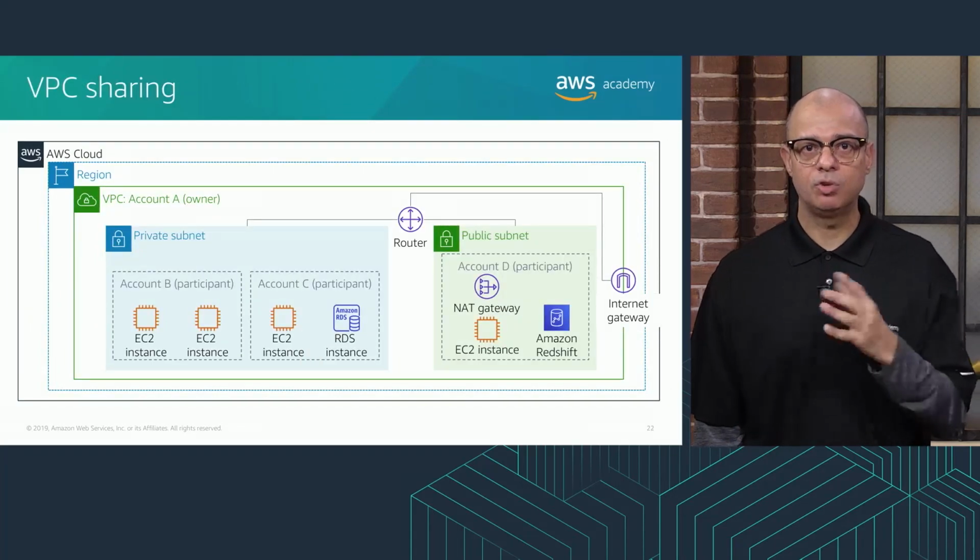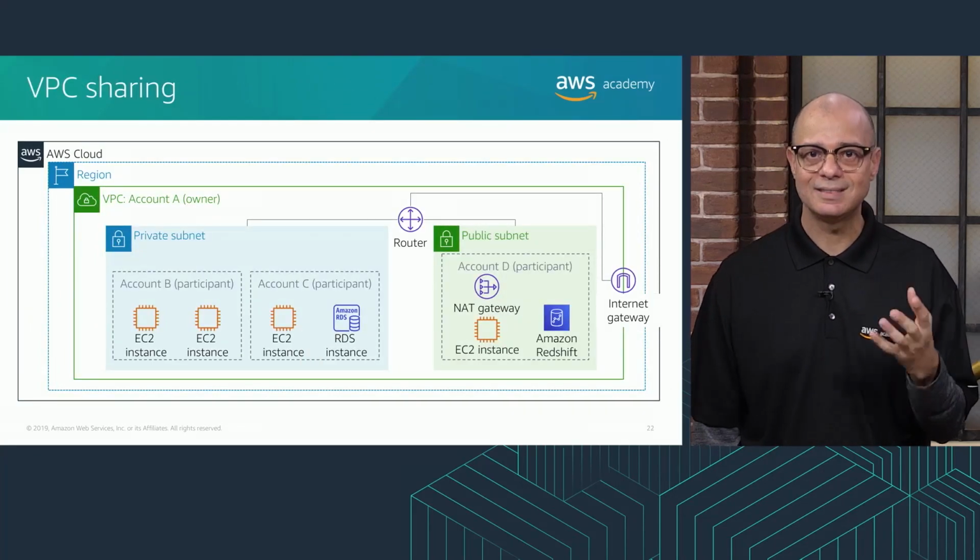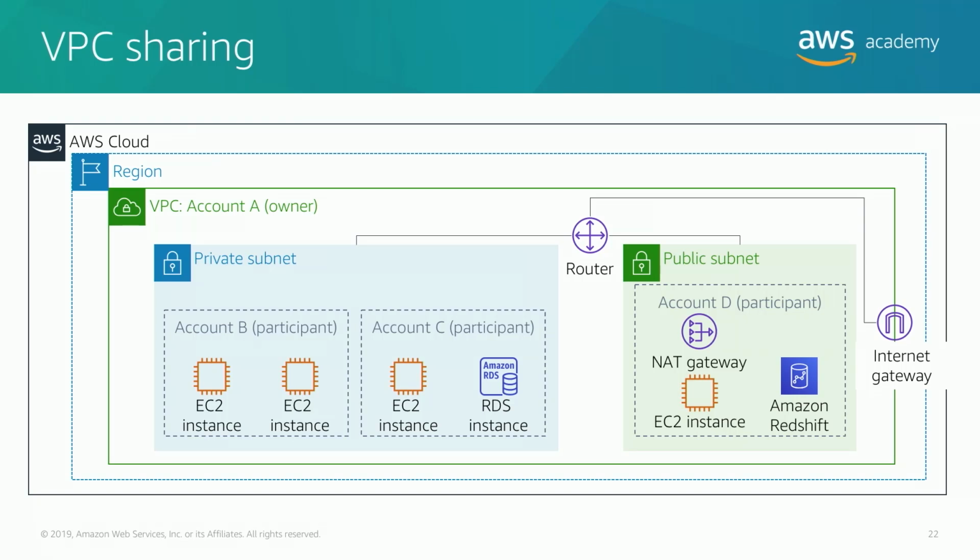VPC sharing enables customers to share subnets with other AWS accounts in the same organization. VPC sharing enables multiple AWS accounts to create their application resources, such as Amazon EC2 instances, Amazon Relational Database Services, Amazon Redshift clusters, and AWS Lambda functions into a shared centrally managed VPC. In this model, the account that owns the VPC shares one or more subnets with other accounts called the participants that belong to the same organization. After a subnet is shared, participants can view, create, modify, and delete their application resources in the subnets that are shared with them.